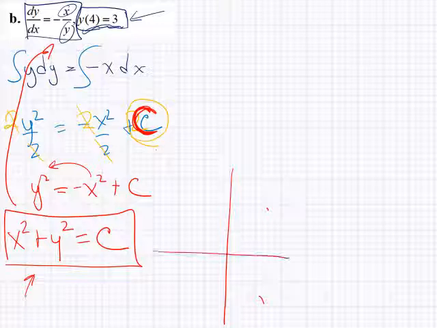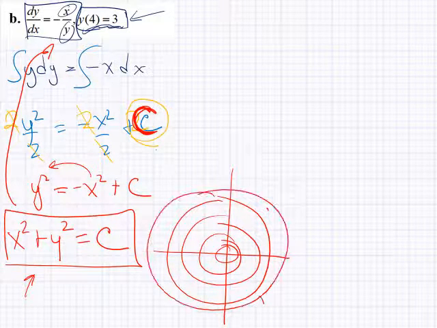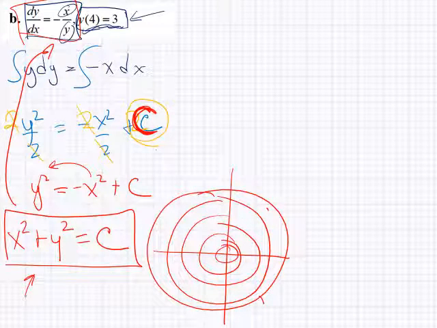But geometrically, we're saying that all these circles are solutions to this differential equation. It just depends on what radius we want, and that would be dependent on what c is. So now we're going to solve the initial value problem. So this is the solution to the differential equation.